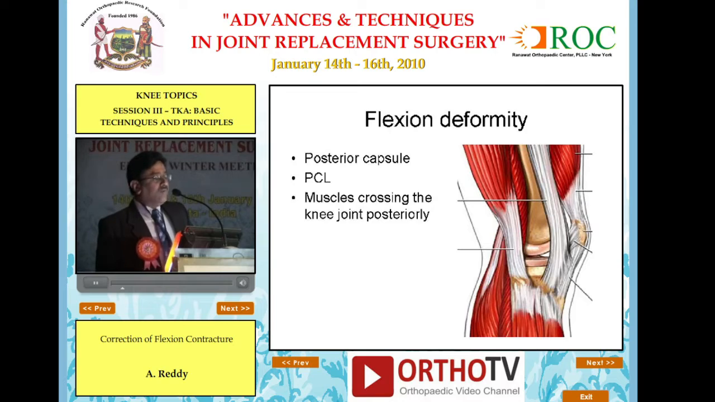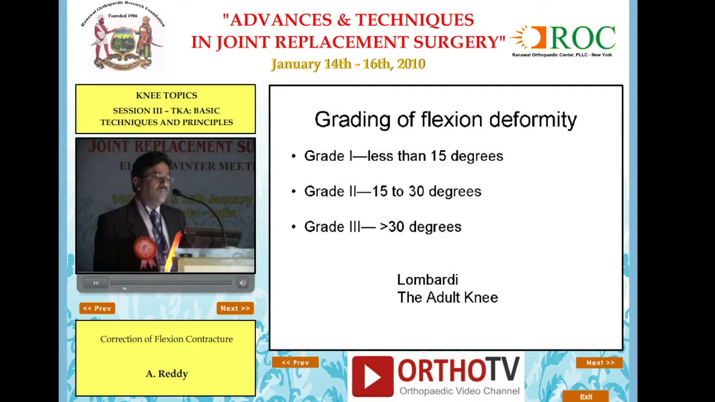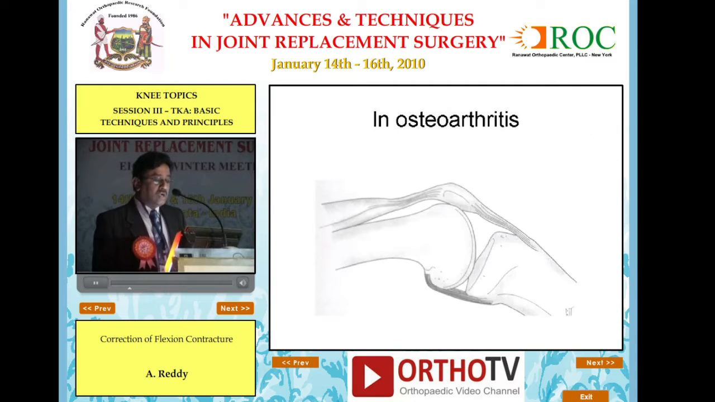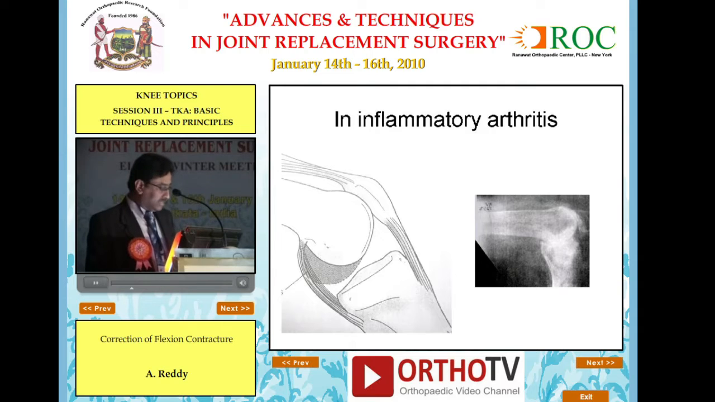And what is the flexion deformity? The posterior capsule, PCL, and muscles crossing the knee joint posteriorly all contribute to the flexion deformity. If you go for the grading, grade 1 is less than 15 degrees, grade 2 is 15 to 30, grade 3 is more than 30 degrees. I'm sure you will all agree, many of our patients come in grade 2 and grade 3. In osteoarthritis, only the posterior capsular structures are tight, but in inflammatory arthritis, the bone loss is also there.